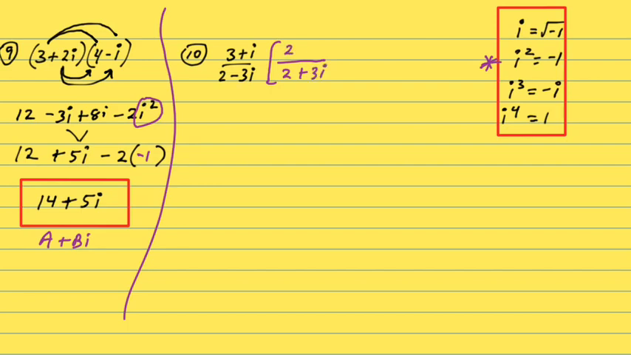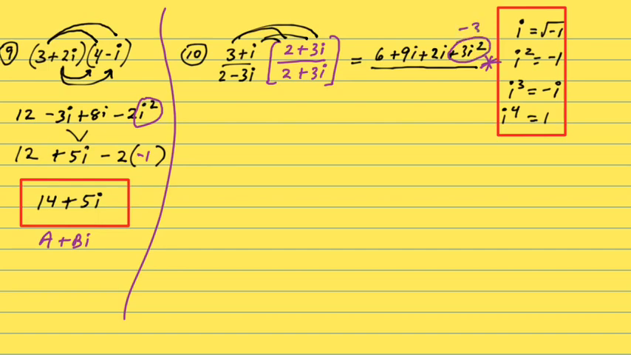All you do is you change the sign in the middle. On top, we're going to distribute. 3 times 2 is 6. 3 times 3i is 9i. And then i times 2 is 2i. And i times 3i is 3i squared. Well, 3i squared, because i squared is negative 1, that's going to become a negative 3. 6 and a negative 3 is 3. And then 9i plus 2i is 11i.